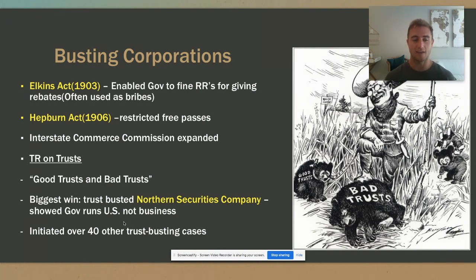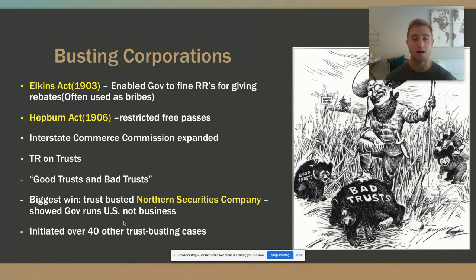And it also is going to expand the Interstate Commerce Commission, which was established in 1887. Also, Teddy Roosevelt, he's with his trusts. You remember, he doesn't think that all trusts are bad. And this is a big difference between he and Taft and he and Wilson. Teddy Roosevelt believes that there can be good trusts. The bad trusts are the ones that exploit the public for their own gain.